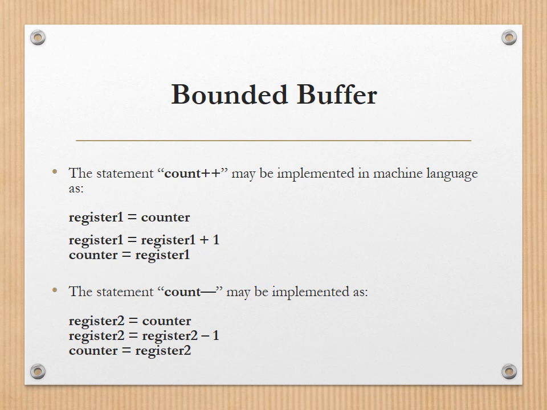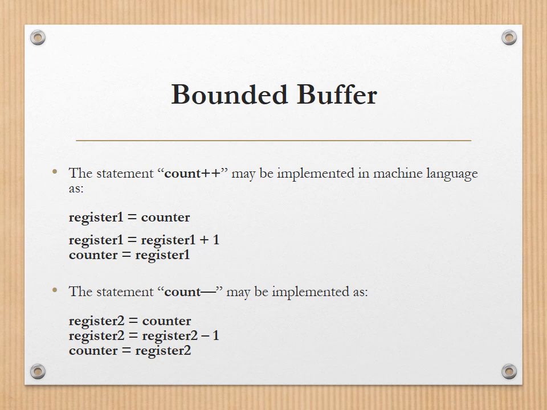The statement counter++ may be implemented in machine language as register1 = counter, load counter into a register. register1 = register1 + 1, increment the value. counter = register1, store back to counter. Similarly, counter-- may be executed as register2 = counter, register2 = register2 - 1, counter = register2. Since multiple processes may execute these instructions concurrently, a race condition may occur, leading to incorrect values.